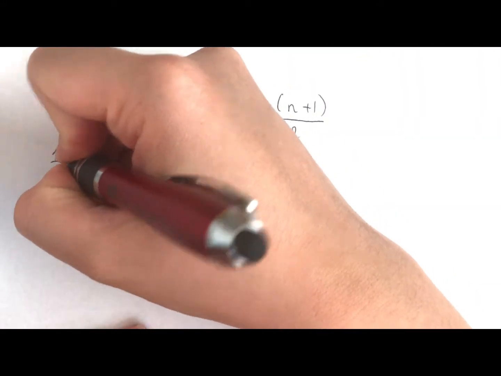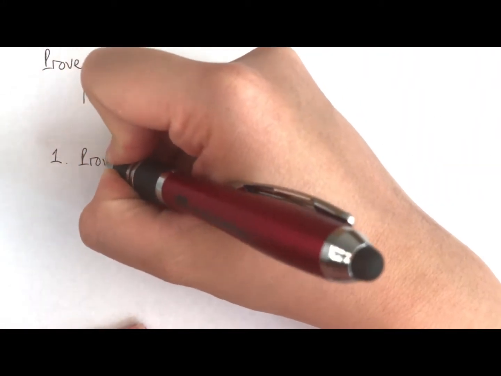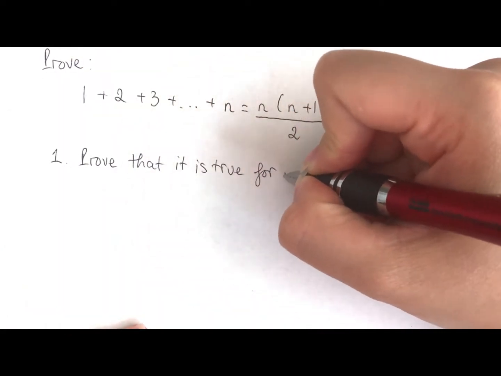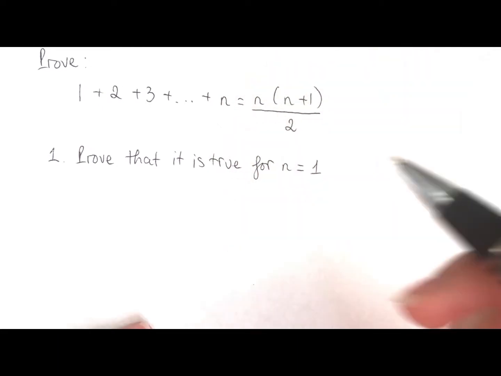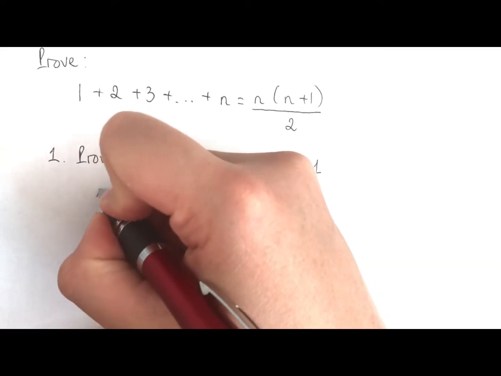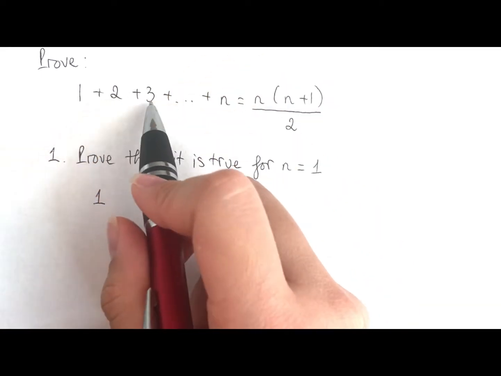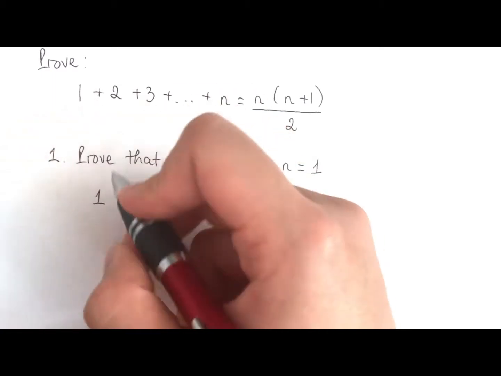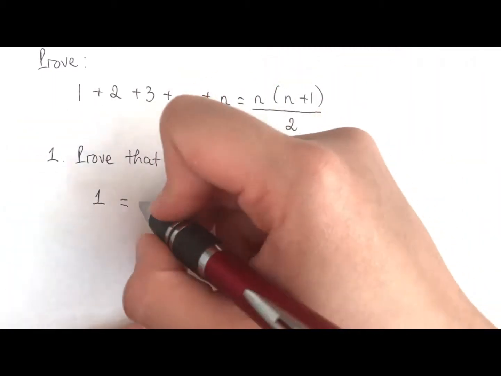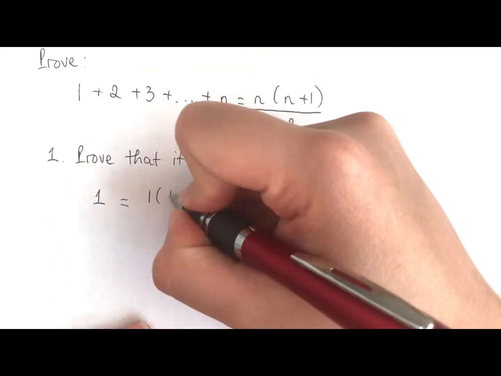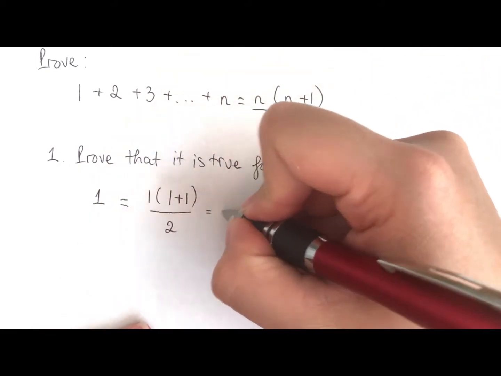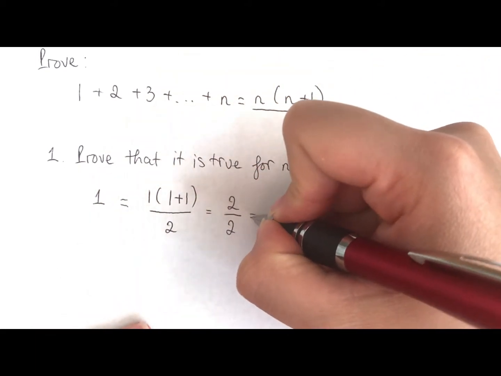The first one is to prove that it is true for n equals 1. So on the left hand side, since we start with n equals 1, we're just going to have 1 because we don't have 2, 3, or all the other numbers. So it's just going to be 1 equals, and then you're just going to substitute 1 into this n. So we have 1 times 1 plus 1 over 2, which is 2 over 2, which is 1.